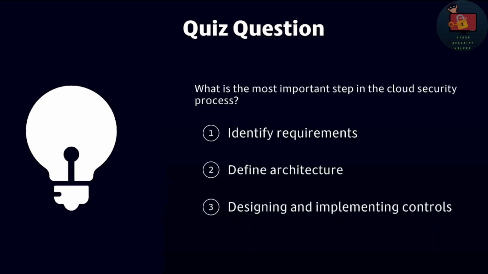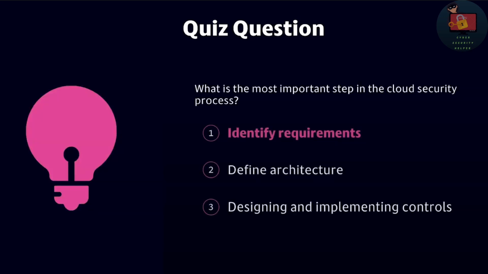All right, time for a quiz question. What is the most important step in the cloud security process? 1, identify requirements. 2, define architecture. 3, designing and implementing controls. While there's an argument to be made that all of these are important, I would argue that identify requirements is really the most important fundamental step because, as I said, security is driven by the business case. What is the business value your organization is getting? And then what are the risks that come with that business case and putting it in the cloud? Because that is really going to drive all the other steps when it comes to security in the cloud.